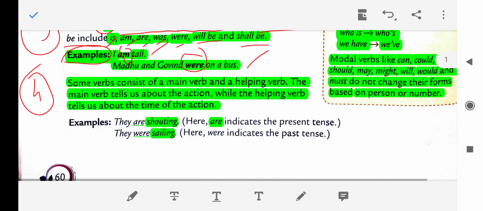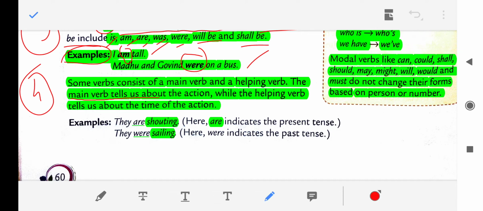Now the fourth type. Some verbs consist of a main verb and a helping verb. The main verb tells us about the action that the subject is doing, while the helping verb tells us about the time of the action. So what the helping verb does is tell us about the time of action. What is the time of action? Let us see some examples.